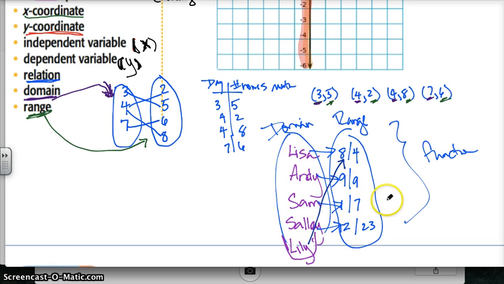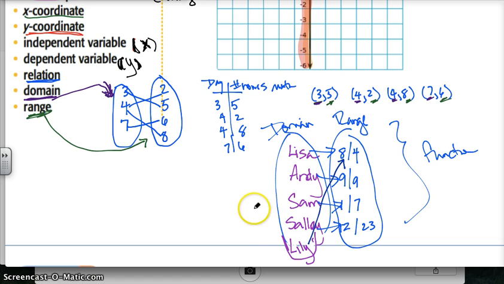But this is still totally cool because, again, one person doesn't have two birthdays. One person has one birthday. And so this is my little way to remember what an actual function is. A function is a relation where each member of the domain is mapped to exactly one member of the range. Even if other things are mapped to that member, you can only be mapped to one thing, just like you can have only one birthday.